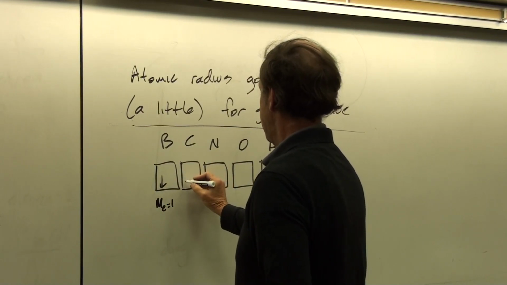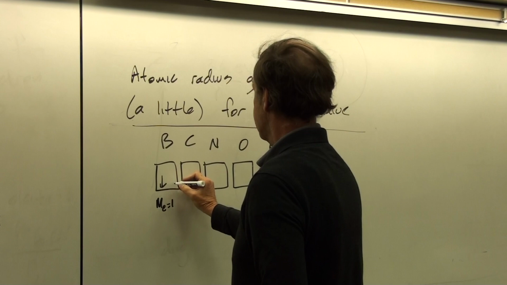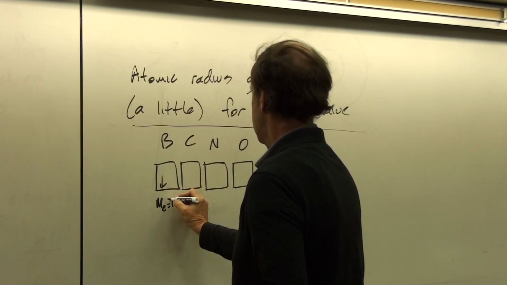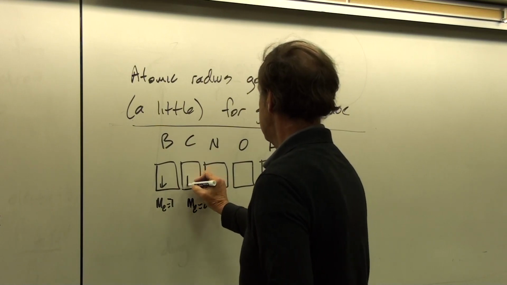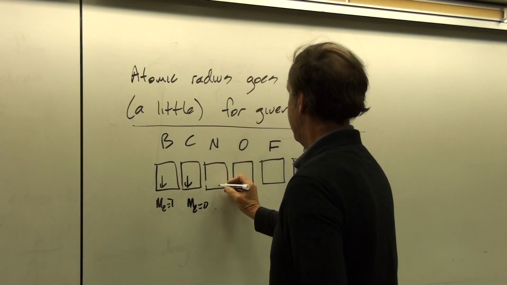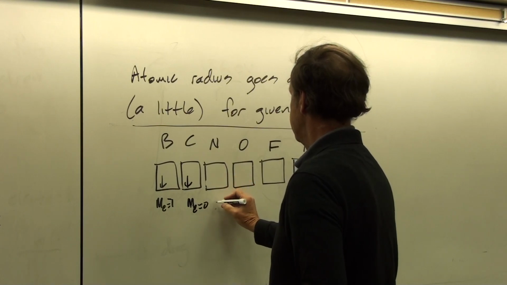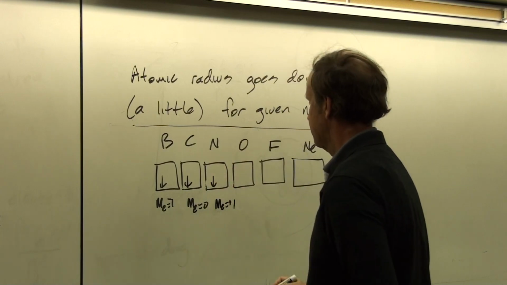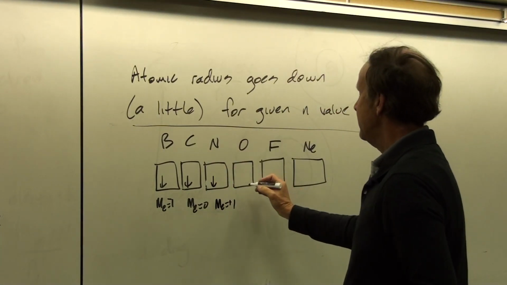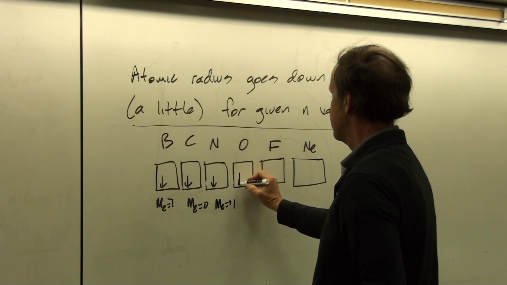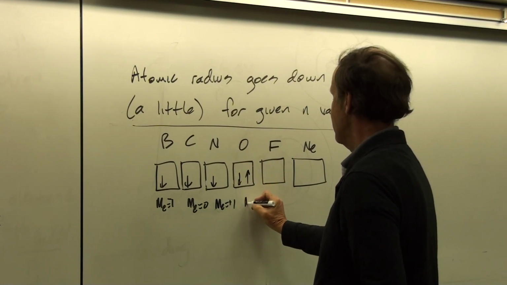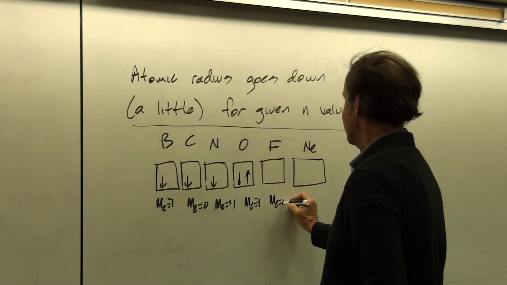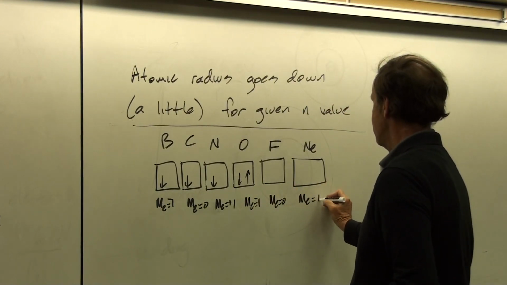Then, and the spin would be down. Then we'd have m sub l equals 0 with a spin down. And then m sub l equals +1 with a spin down, like this. Okay, and then we go to spin up. So we have a spin down, but then we have a spin up with m sub l equals -1, m sub l equals 0, and m sub l equals +1.